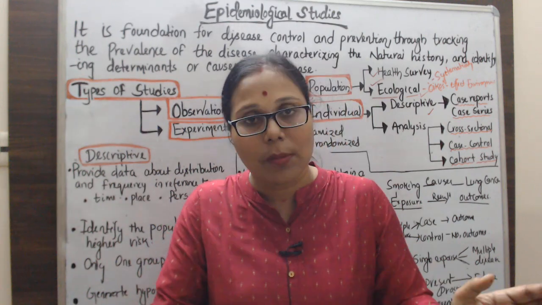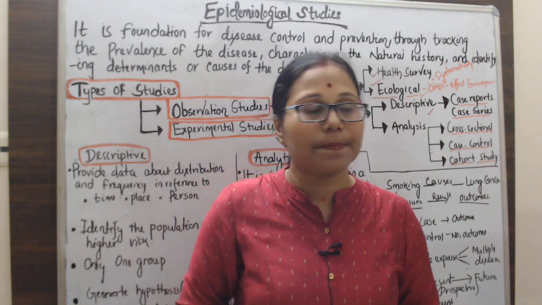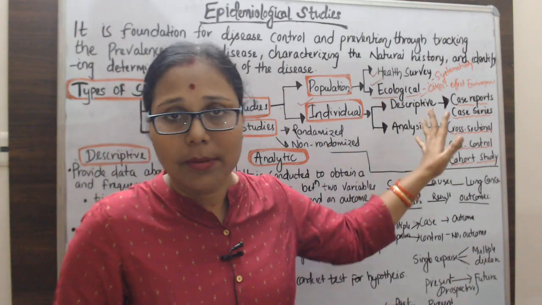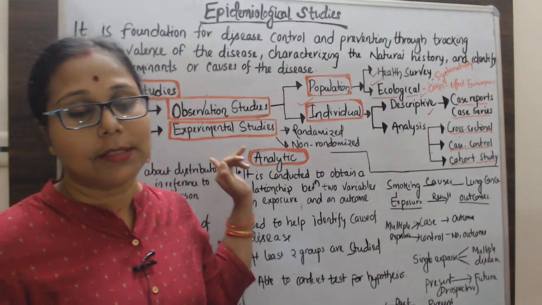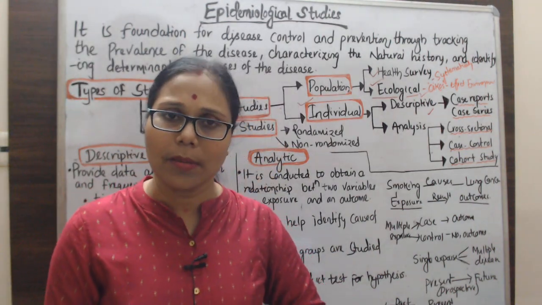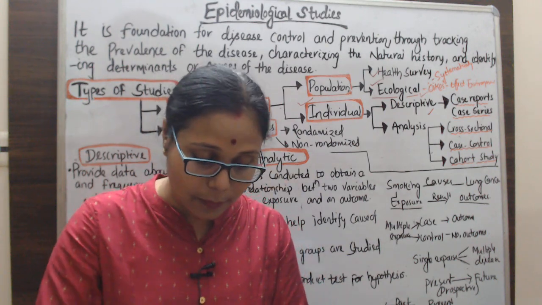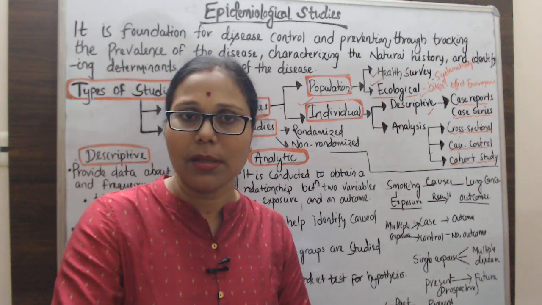But it is a durable, long-term study, that is the cohort study. This is all about the observational study. And the second one is the experimental study. The experimental study has another name: interventions. Intervention means we are manipulating within the groups.